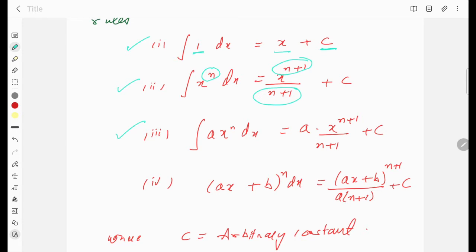In rule number 3, a is multiplying with x power n, so in integration this a will remain outside, and you will take the integral of x power n. In the same way, you will add 1 to this power, and the same power will come in the denominator, plus arbitrary constant c.